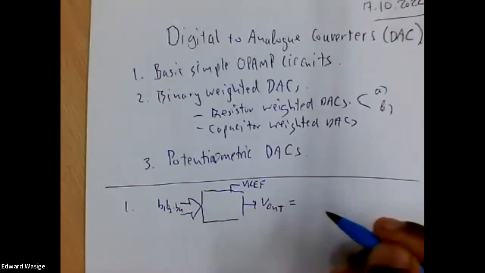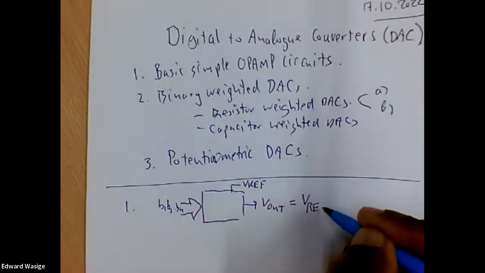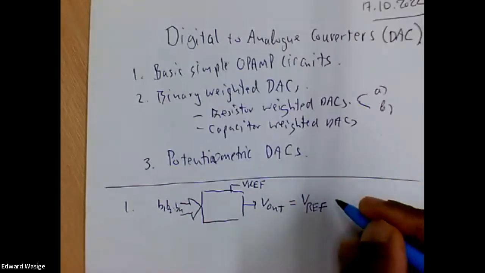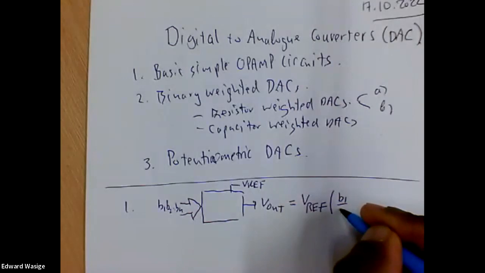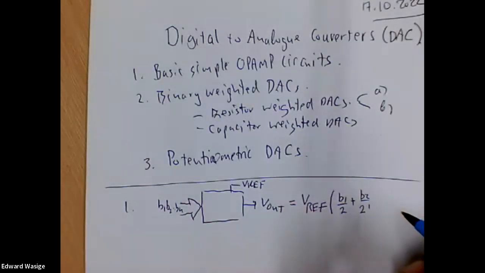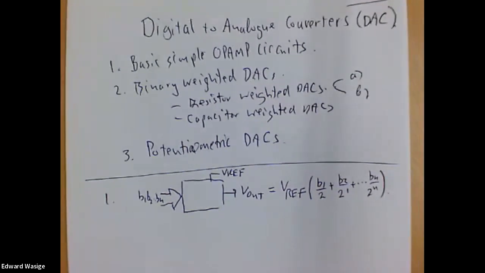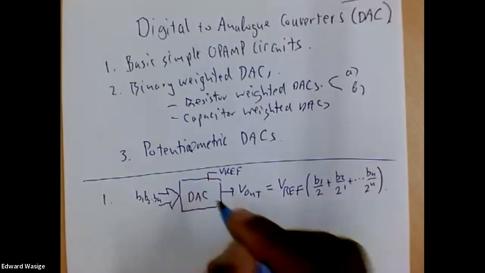And this analog output is related to the reference voltage through this binary number, which is essentially a fraction. And we convert that into decimal, so it becomes B1 over 2, B2 over 2 to the power 2, plus Bn over 2 to the power n. And this is our DSC.